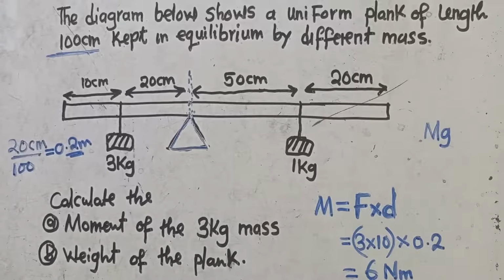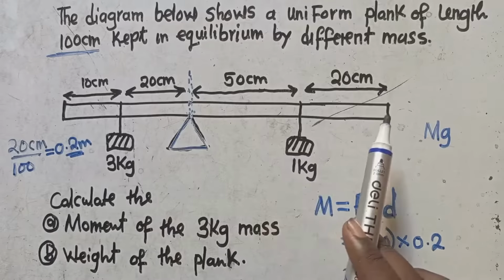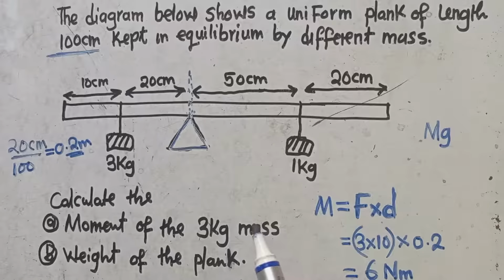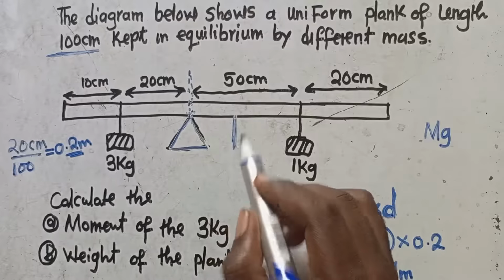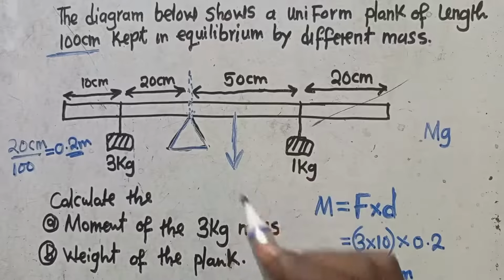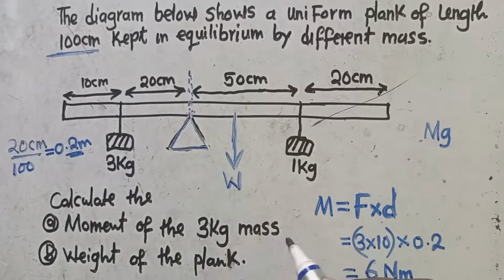Weight of the plank. You are now asked to calculate the weight of the plank. How can you calculate the weight? For you to calculate the weight, I want you to understand this. You need to look for the center. Where is the center? Since this is 1 meter, where is 50 going to be? The center, we just approximate. The center must be here. Have you seen? This is where we must have the center. So that is the weight, the point where all forces seem to be acting. This is what you need to get and understand.